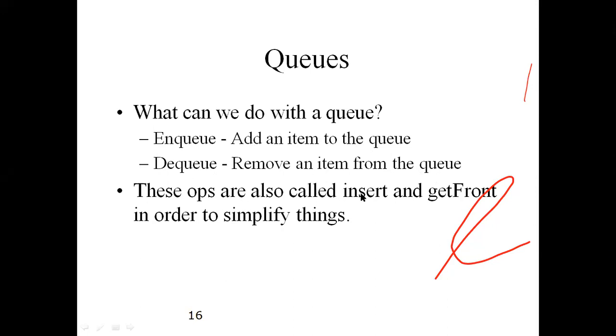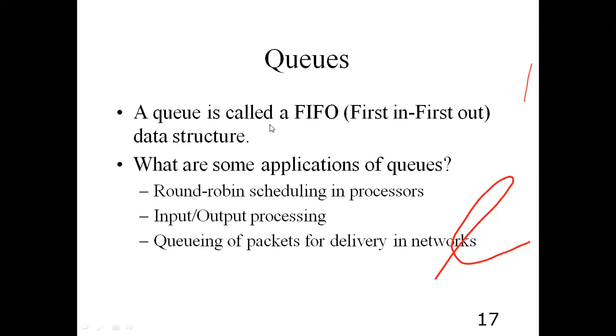So these operations are also called insert and get front in order to simplify things. So queue is a FIFO fashion, first in, first out. Already we showed the diagram, first in, first out fashion diagram. So whoever comes first will be served first. That means first come, first serve basis. Whoever comes first, that candidate gets the first access.